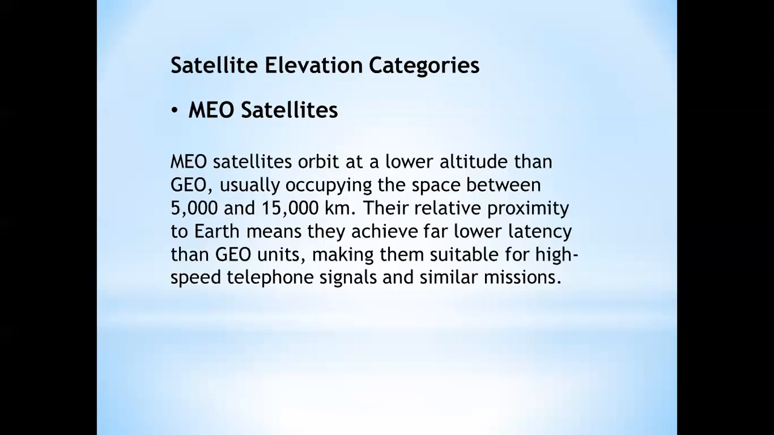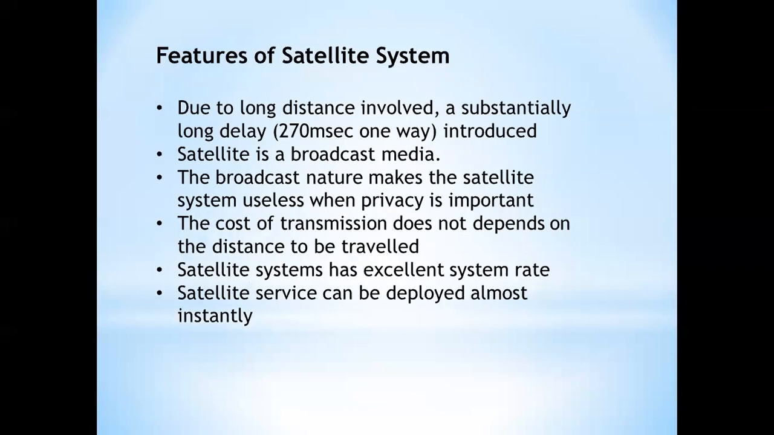Features of satellite system. Communication satellites have some properties which are different from point-to-point links. Some of them are due to the long distance involved: a substantially long delay, typically 270 milliseconds one way, is introduced. Satellite is inherently a broadcast medium, so it is useful for broadcast applications. But the broadcast nature makes the satellite system useless when privacy is important. So one has to use encryption if security is required. The cost of transmitting a message does not depend on the distance to be traveled. Satellite systems have excellent error rate, and satellite service can be deployed almost instantly.